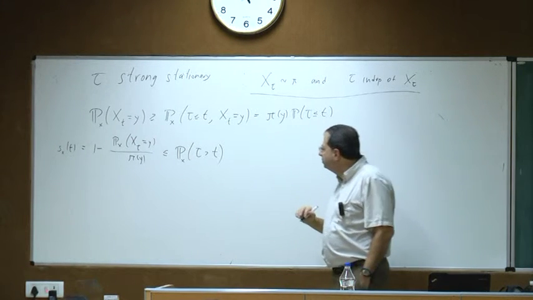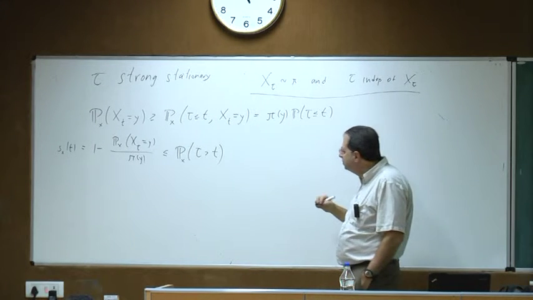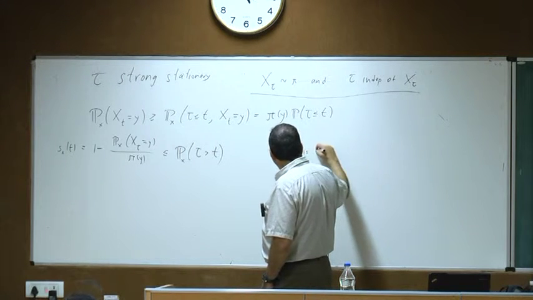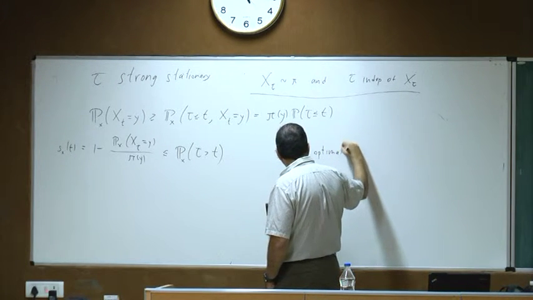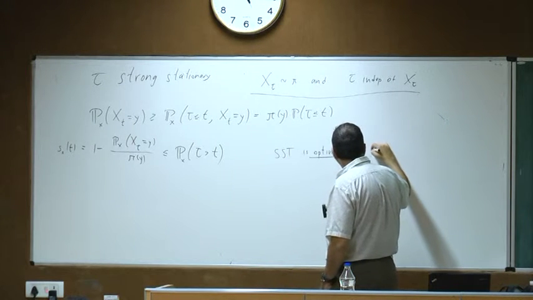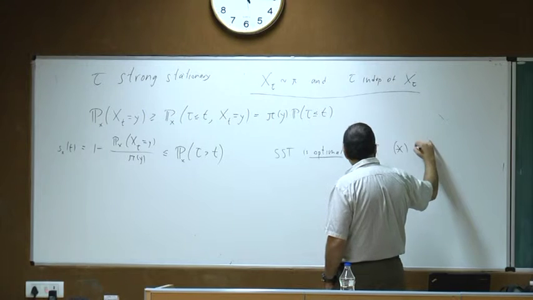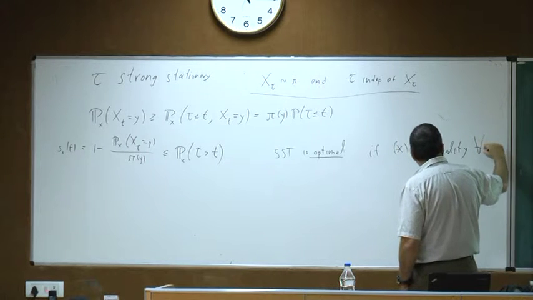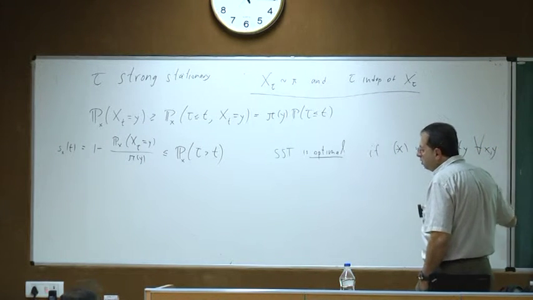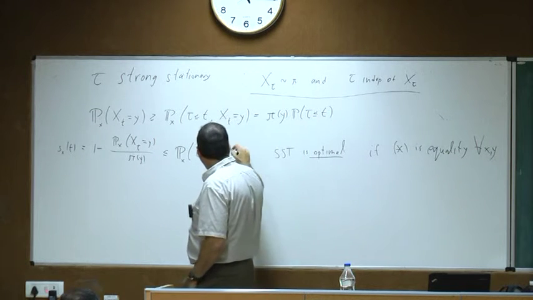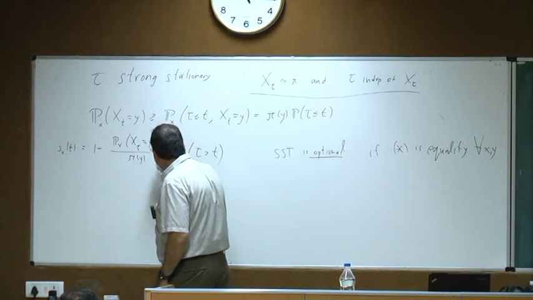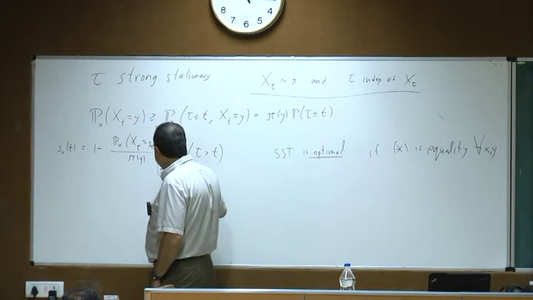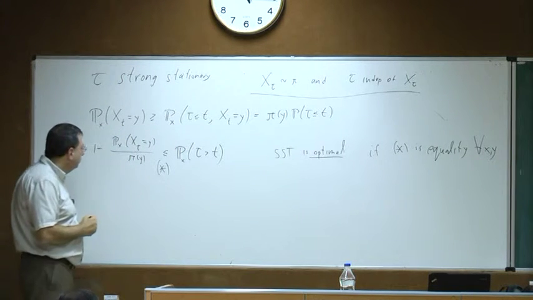A strong stationary time is optimal if this is an equality for all choices of x, y. So if this inequality is an equality for all choices of x, y.